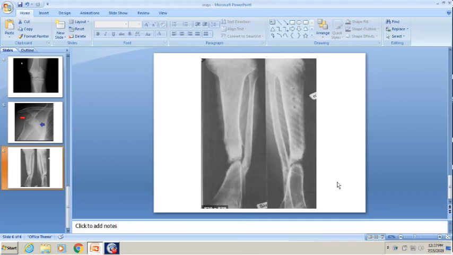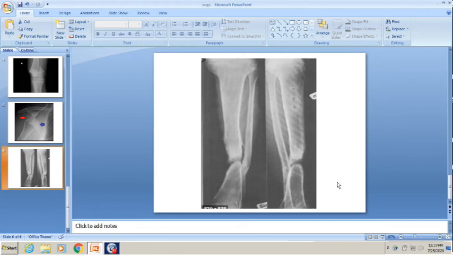Vascularity is less in the lower end of tibia. Muscle coverage is also very less in the lower end of tibia. Secondly, the posterior cortex is supplied by the posterior tibial artery. It gets very much damaged during the fracture. So we usually get non-union.